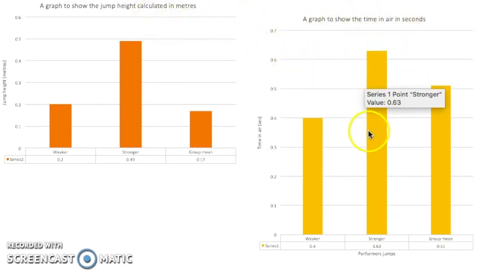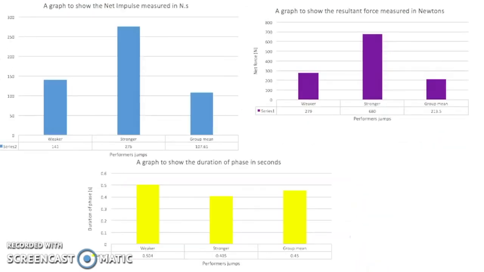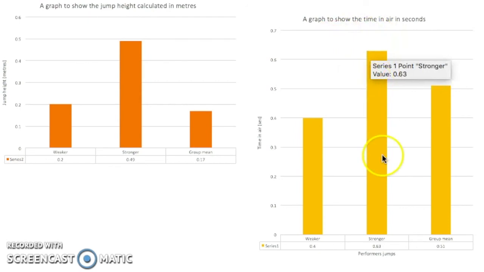So the time in air essentially is how high the person jumps, and it tends to be that with a greater power, acceleration and velocity, etc., a person can jump higher, and if they've jumped higher, they will therefore spend a lot longer time in the air. As shown by the graph, the stronger performer had a longer time in air of 0.63 seconds, whilst the weaker performer only had a time in air of 0.4 seconds, which is low compared to the stronger performer and also to the group mean, therefore showing the importance of these other factors in contributing to the time in air, as the stronger player had a much higher air time.